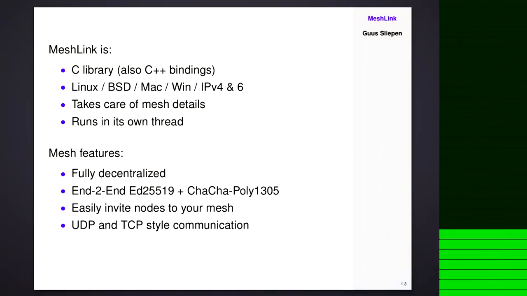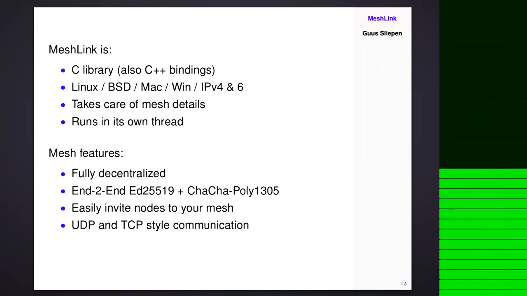So what is Meshlink? It's a C library. At the moment, it also has C++ bindings, and maybe in the future, Python or your favorite language. It's cross-platform, runs on many operating systems. It supports IPv4 and IPv6 networks. And it takes care of all the mesh communication details for you. So it will take care of punching holes through your masquerading firewalls, finding out where all the other nodes are and how to best communicate with them. And last but not least, it runs in its own thread, so you don't have to worry about how to integrate this library into your event loop, or you're not forced to use the event loop that the library uses.